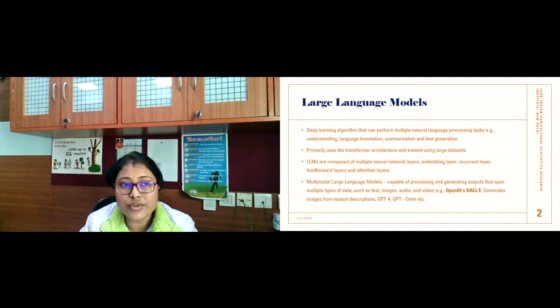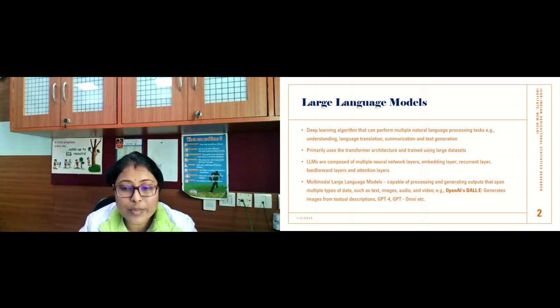Another concept I will throw in along with LLMs is the multimodal LLM. This is also very much in use today. So what does multimodal represent? When we talk about multimodal, it basically means that the models are capable of processing and generating outputs that span multiple types of data, different data types. It could be text, images, audio data, or video data.